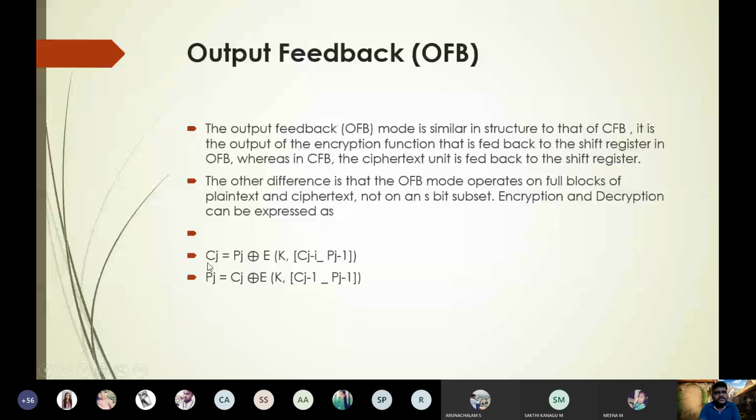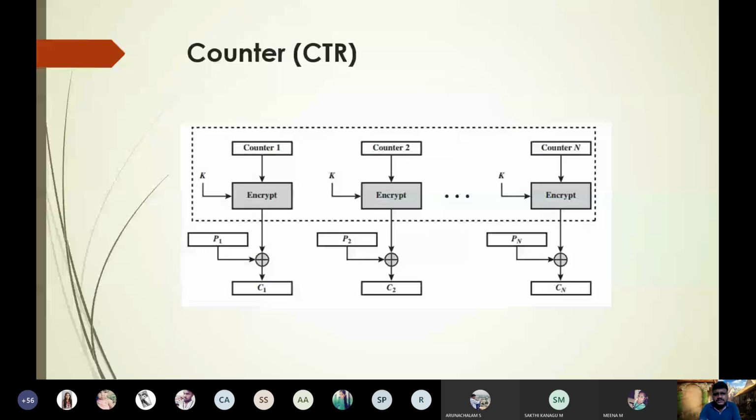This is the last part, counter. What is a counter? Instead of using a nonce, I can use a counter. What is a nonce? It's a random number or random data. Instead of using that nonce function, I will use a counter function. The difference between nonce and counter is that with a nonce we saw the encrypted nonce becomes the input for the second one. But here in counter, all will be working independently.